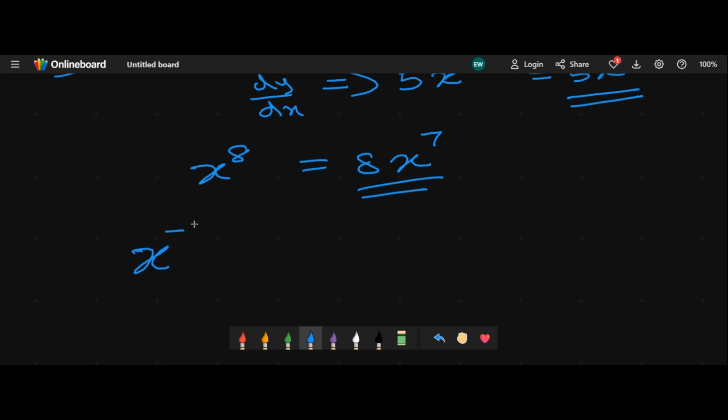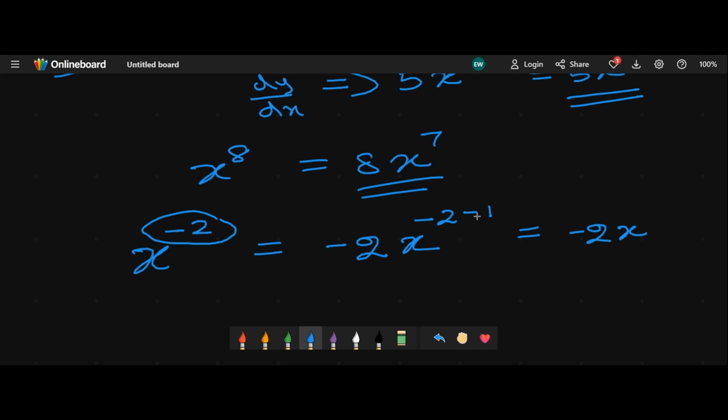Minus 2. x to the power minus 2. What you have to do is bring whatever is in the power in front, minus 2, x. Whatever is here, write it, minus 2. Then subtract 1. So the answer is minus 2x.